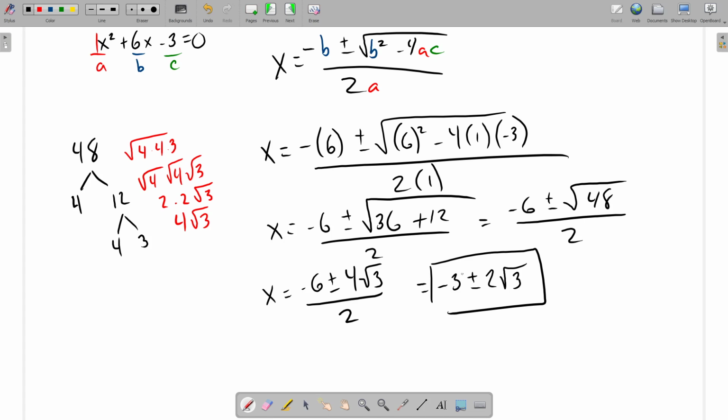And I would double check with your teacher. Some teachers are going to be fine with this. For example, I'm perfectly happy with this as an answer. Others are going to want you to write it as negative 3 plus 2 times the square root of 3 and negative 3 minus 2 times the square root of 3. So just double check and make sure that you're giving your teacher what they're expecting.